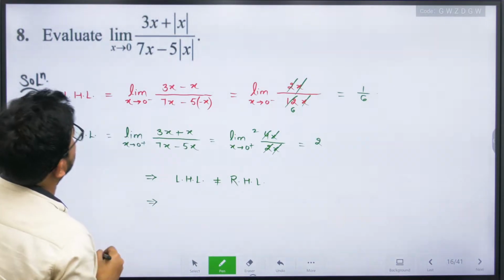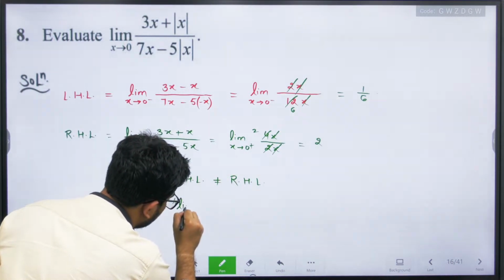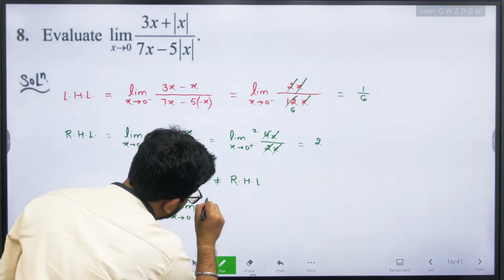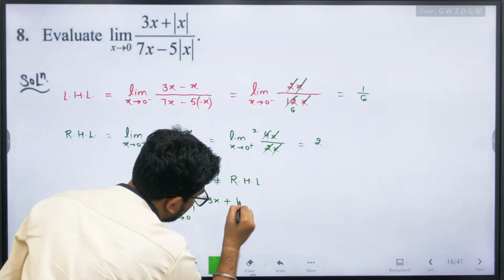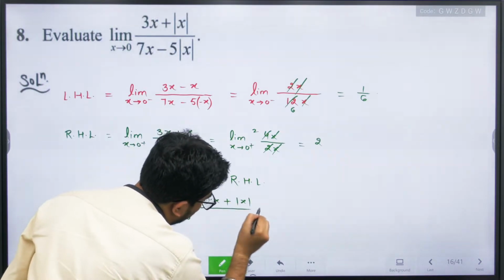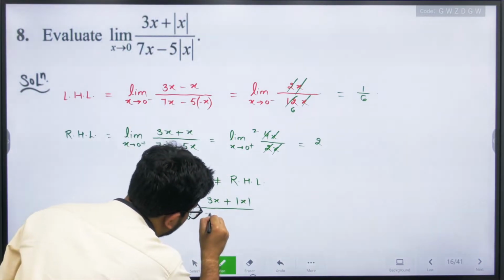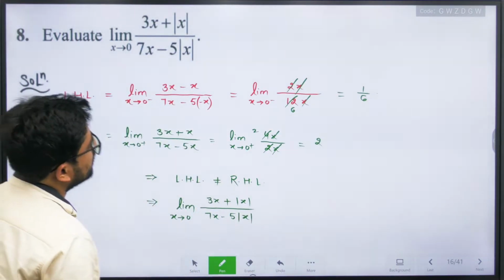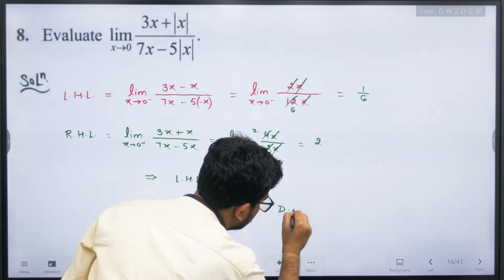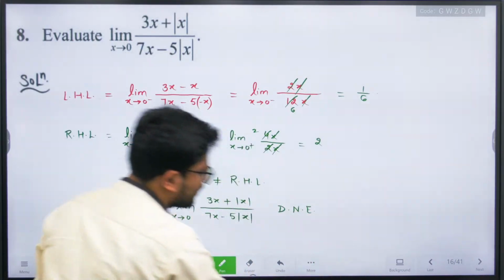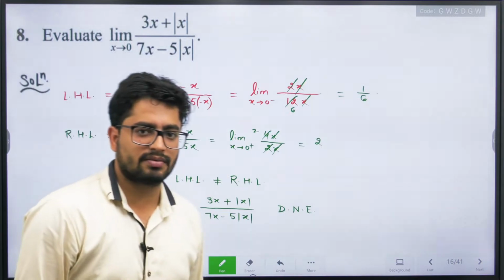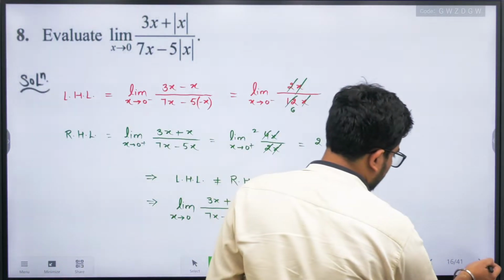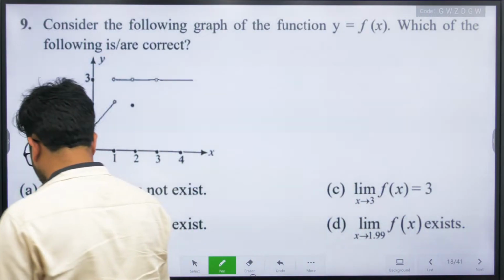So from here we can say the limit as x tends to 0 of (3x plus mod x) divided by (7x minus 5 mod x) does not exist. Okay, so that's the answer for question number 8. Now let's do the next one. Next is here.